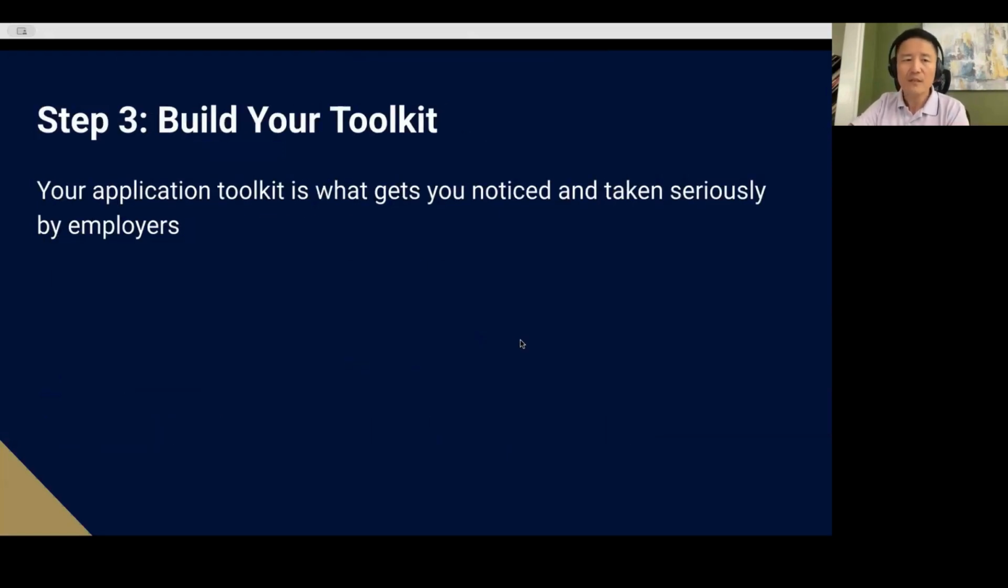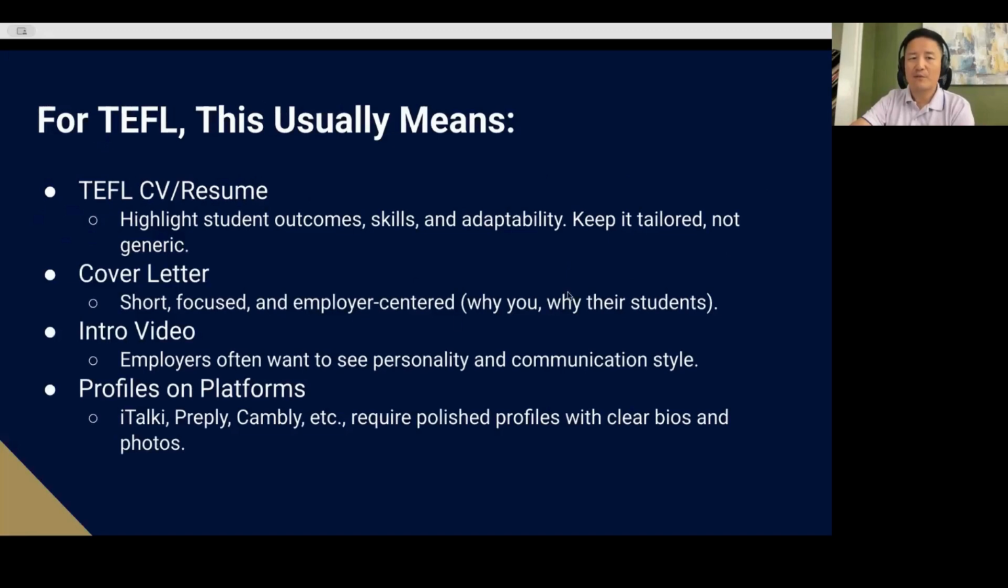Okay. All right. Step 3 is to build your toolkit. It's not like, okay, I want to find a job or just go look for a job. So you know yourself, you know what type of job you want to look for or apply for. Then you want to build your toolkit. So there are things you need to apply for a job, to get students. So the application toolkit is what gets you noticed and taken seriously by employers.